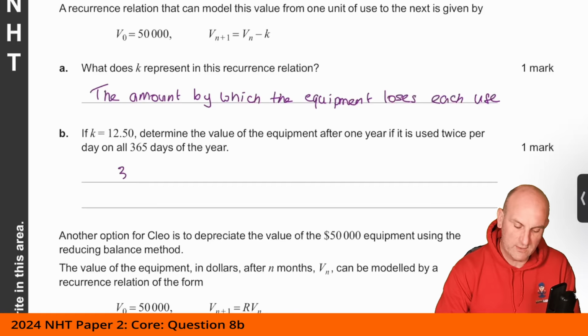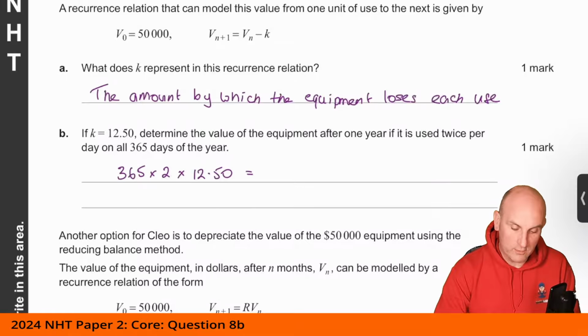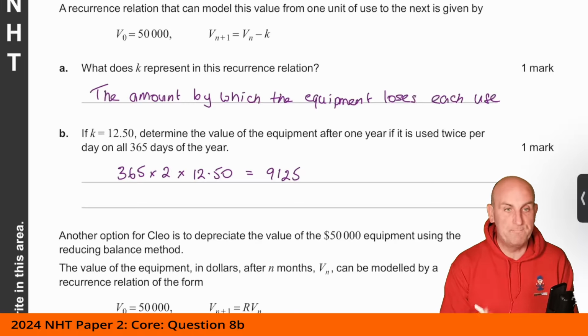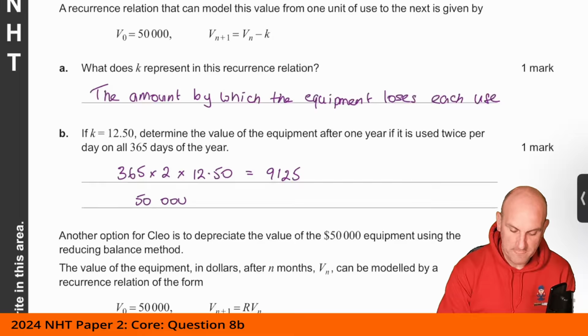So what I did was do 365 times 2, and I'm going to multiply that by 12.50. The reason being is I'm using it twice a day, all year, and every single one of those uses costs me $12.50. Put that into my calculator, and what I got was $9,125. And I thought that's where I was going to leave the answer, but it says determine the value of the equipment after 1 year. Well, we started off with the equipment being 50,000. I'm going to take away that 9,125, which tells me that my equipment will be $40,875.